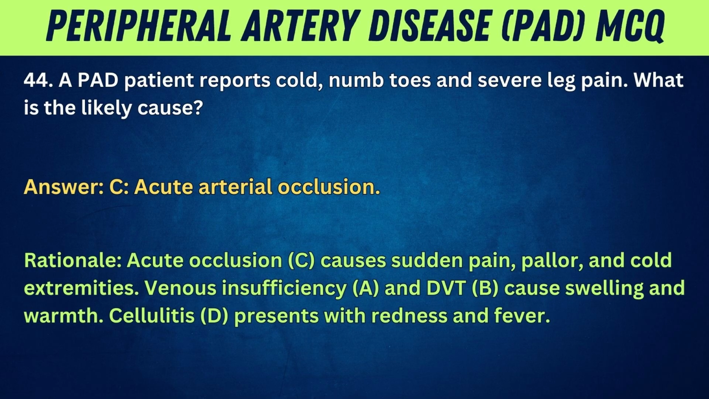Rationale: acute occlusion, C, causes sudden pain, pallor, and cold extremities. Venous insufficiency, A, and DVT, B, cause swelling and warmth. Cellulitis, D, presents with redness and fever.